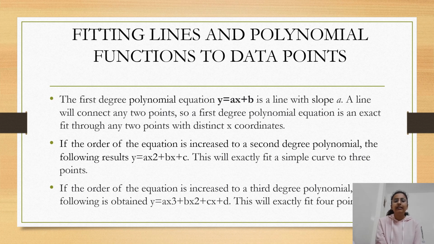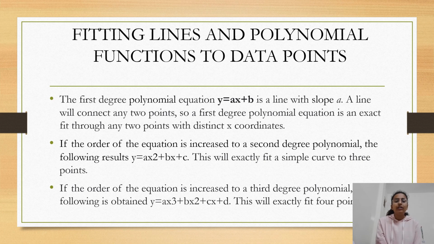Next is fitting lines and polynomial functions to data points. The first degree polynomial equation y equals ax plus b is a line with a slope a. A line will connect any 2 points, so a first degree polynomial equation is an exact fit through any 2 points with distinct x coordinates.